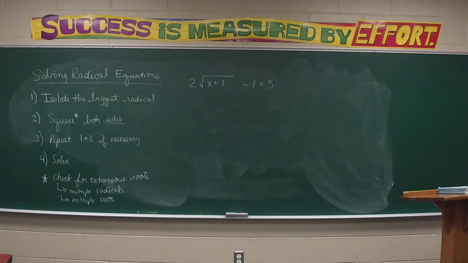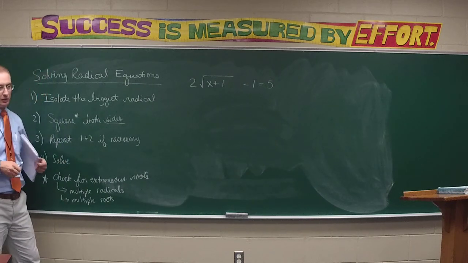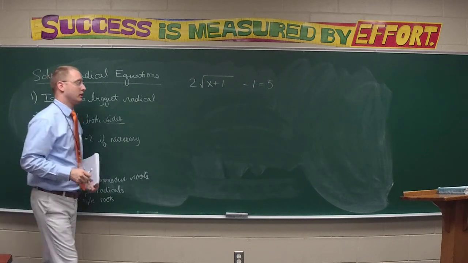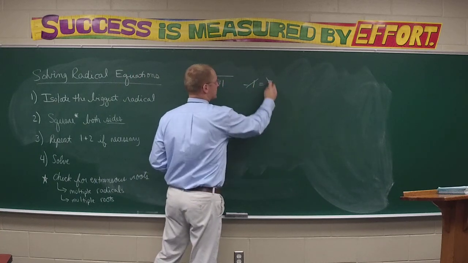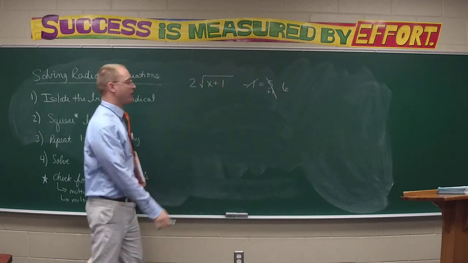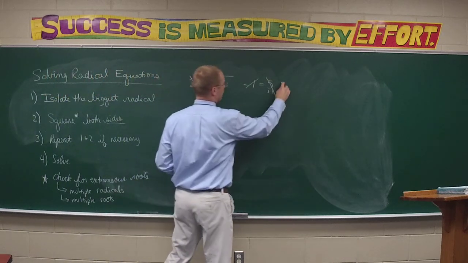And my first step to solving a radical equation, class, is to isolate the radical. Biggest radical, but in this case there's only one. So isolate the radical. Two things I have to do to isolate the radical. First, add the 1 to the 5 to get 6. I'm going to do the lazy way. And then I also need to get the 2 off.